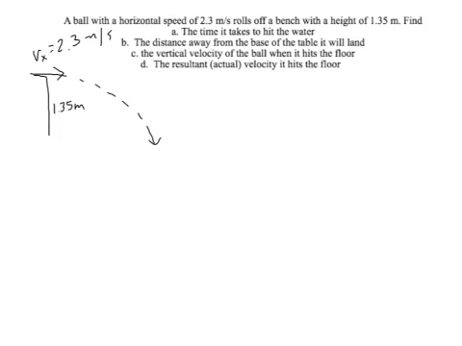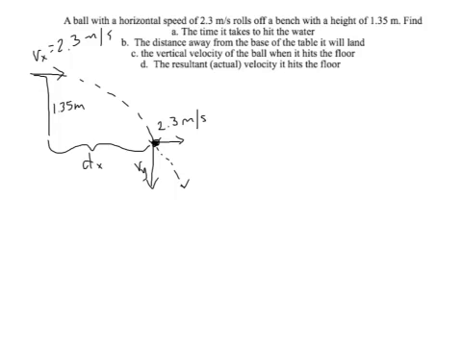We need to find the time it takes to hit the water, and the distance away, or the distance in x. We are also going to find the vertical velocity of the ball when it hits the floor. So the instant it hits the floor, what's the velocity in y? And then the resultant, or the actual velocity it hits the floor with, because it's not hitting the floor straight down. It still has the forward velocity of 2.3 because the velocity in the x does not change, because there is no acceleration in the x. So in the end, I'm going to find this velocity that it's hitting the ground with.